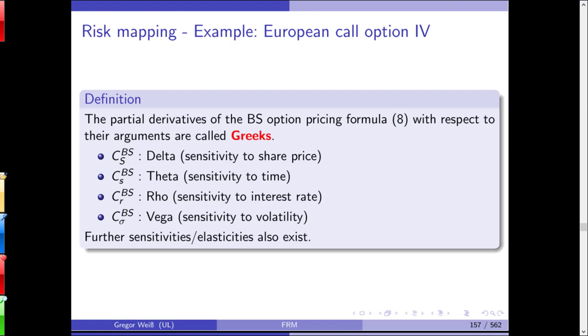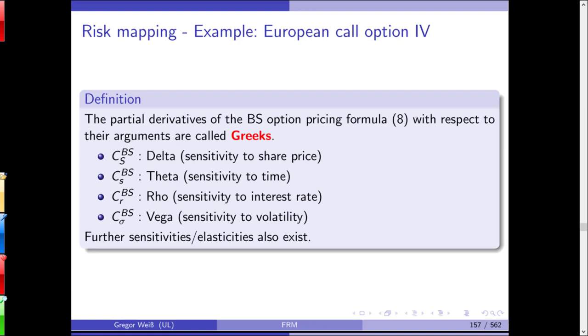The sensitivity to the share price is the option delta. The sensitivity to time is the option theta, theta like in t, time. The sensitivity to interest rate, r, is rho. And the sensitivity to the volatility, like in v, is vega. And by the way, vega is not a Greek letter. Still, they are called the Greeks.